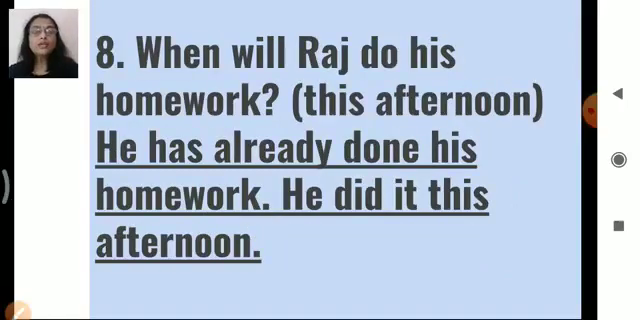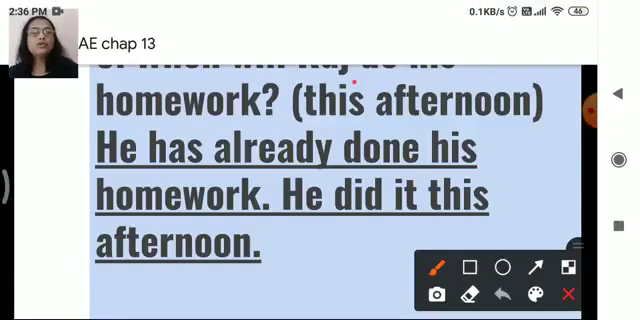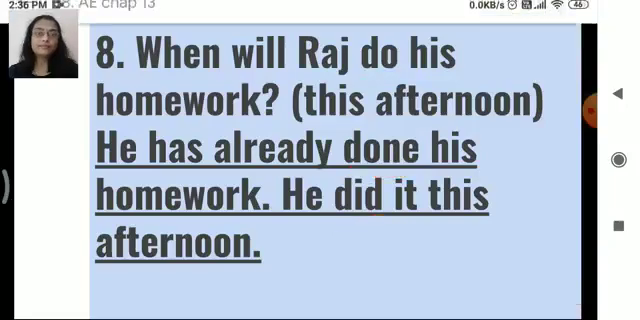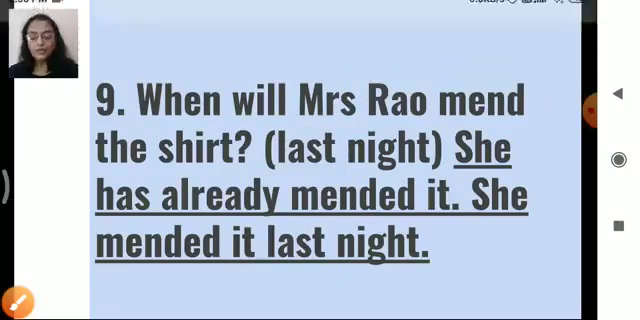When will Raj do his homework? This afternoon. So, he has already done his homework. He did it this afternoon. So, now what has happened? Yes, the past tense of do is did. But the past participle is done. Already done. So, he has already done his homework. He did it this afternoon. Clear? Okay. Now the ninth one.